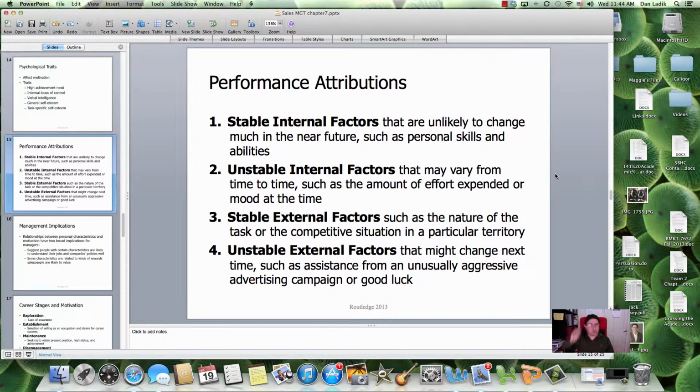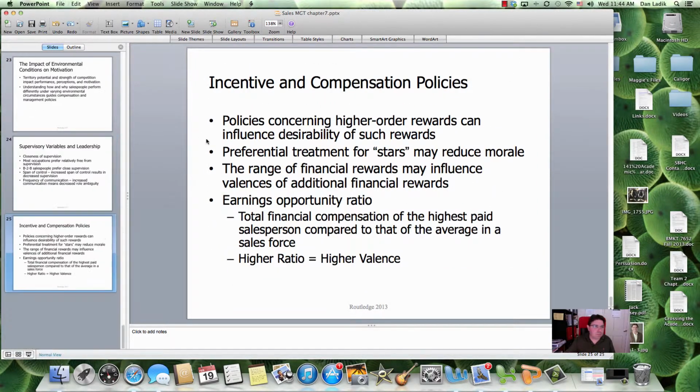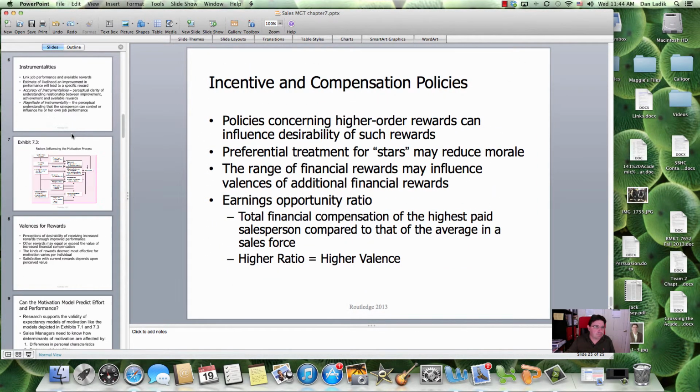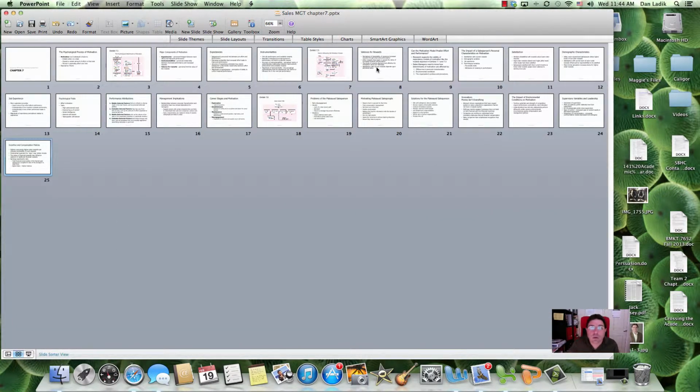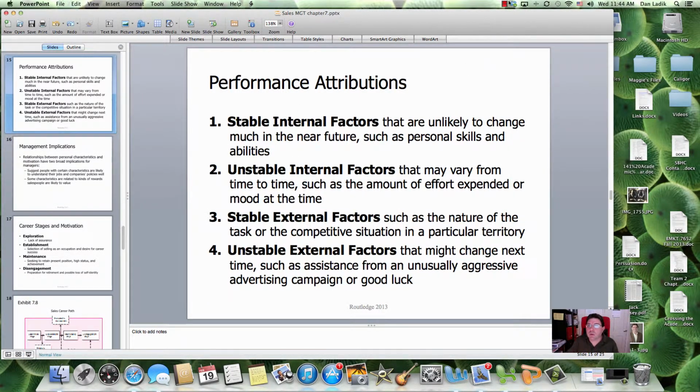So if we're looking for some of our performance attributions, oh, that's not good. Let me see where we're at again. And making sure we're still good. We're good. Sorry about that.